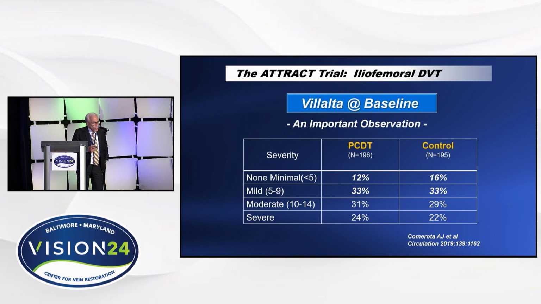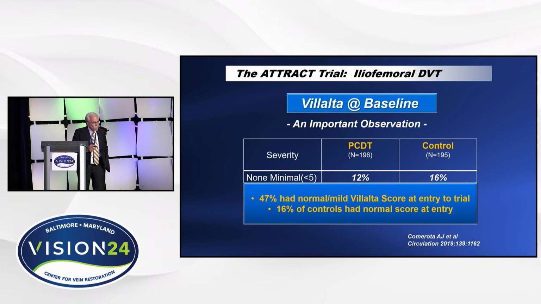I want to point out that when we looked at the patients coming into the trial, 47% either had a normal or a very low Villalta score at entry into the trial. And I want to emphasize that 16% of the controls had a normal Villalta score at entry into the trial. So they've reached their primary endpoint in the control group before we treated them.